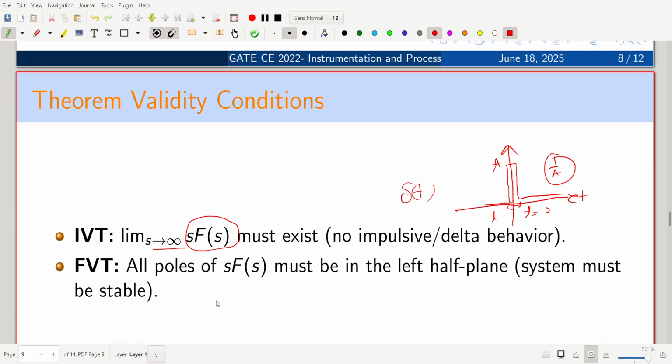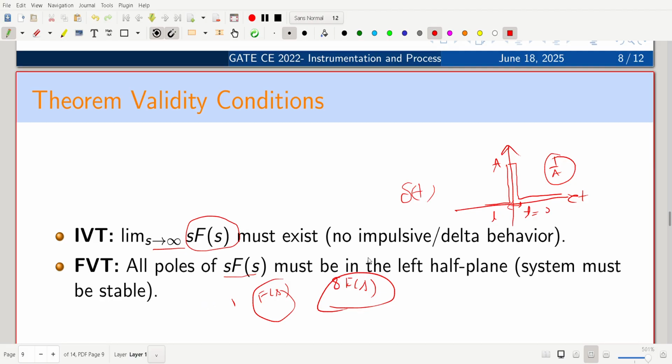In the case of the final value theorem, I am not talking about simple capital F(s), I am talking about sF(s). All its poles must be in the left half of the s plane. The system must be stable. Then only, if you apply the final value theorem, will you get the correct answer. Otherwise, you will end up with a wrong answer, and the final value theorem would not be applicable.